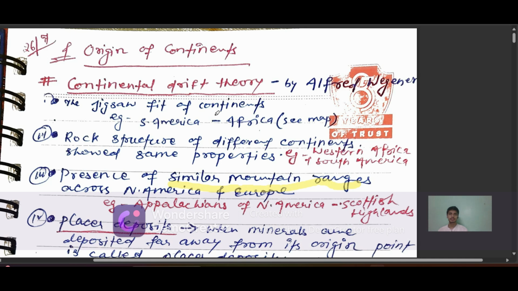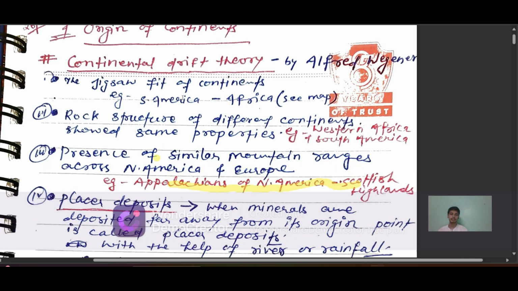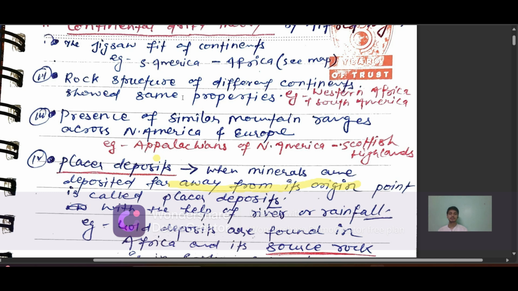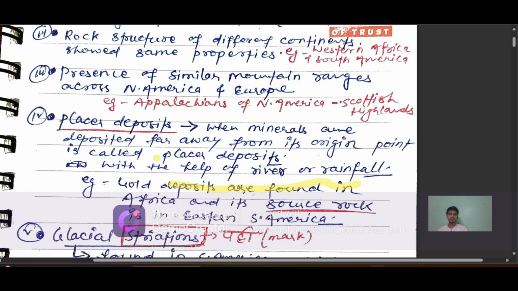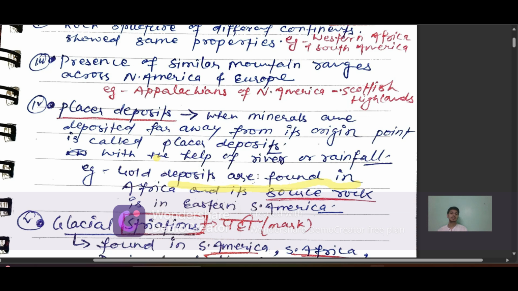In placer deposits, minerals are deposited far away from their origin point with the help of agents like river or rainfall, which act as the agent for deposition. For example, gold deposits are found in Africa and its source rock is in eastern South America. This shows that both continents were together in earlier times.